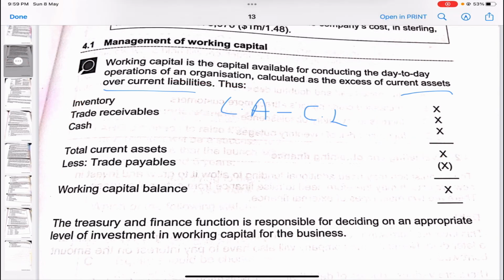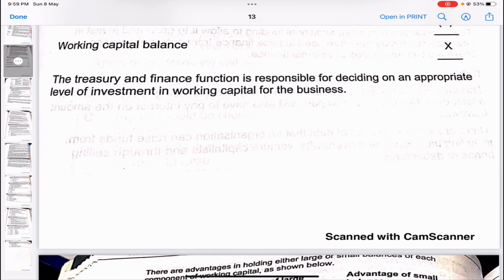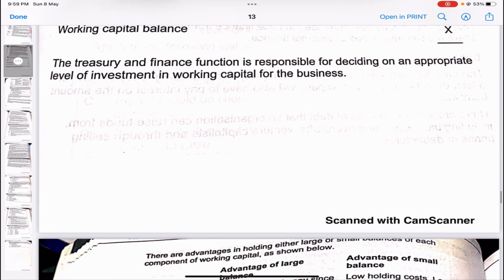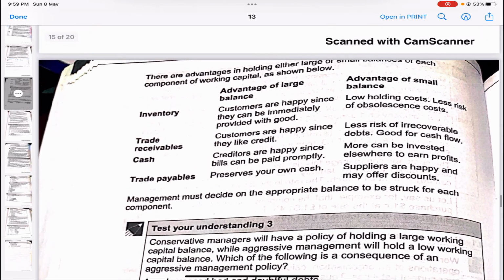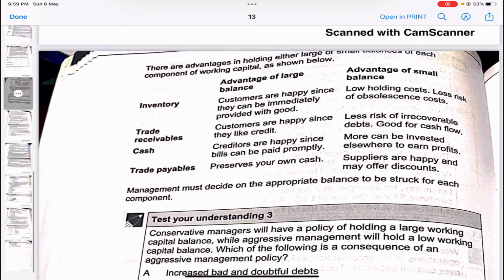The treasury and finance function is responsible for deciding on an appropriate level of investment in working capital for the business. There are advantages in holding either large or small balances of each component of working capital. So there are various advantages and disadvantages of the amount of working capital we have. So advantage of large balance. Let's first see the large balance. What happens when our inventory is large? What is the advantage of that? So customers are very happy because everything is in stock and whenever they require the goods will be provided.